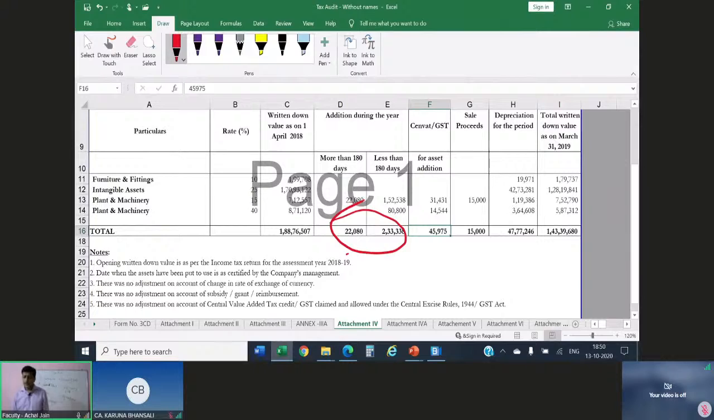Yes or no? Yeah. So in this case, the auditor would have ensured that the additions during the year as per the audited financial statements are 2,55,418. So I've added these two figures, 22,000 and 2,33,000. By doing this, completeness of the additions is ensured in Form number 3CD.